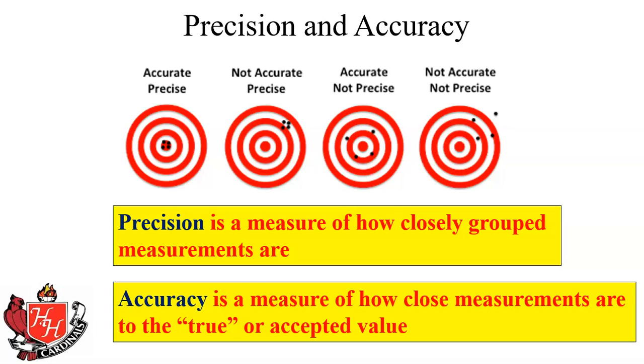The third one is somewhat accurate. So the shooter there is a pretty good shooter, or he's an okay shooter. But the shots are accurate, but they're not precise. They're spread out. And then the fourth one would be neither accurate nor precise. They're spread out and they're not close to the bullseye, close to the target.